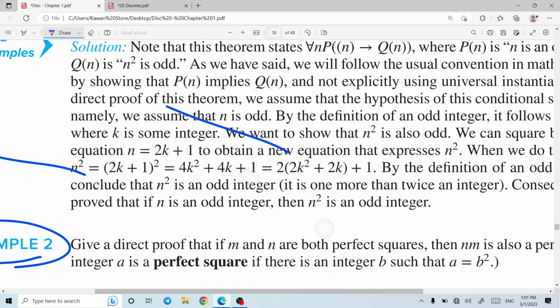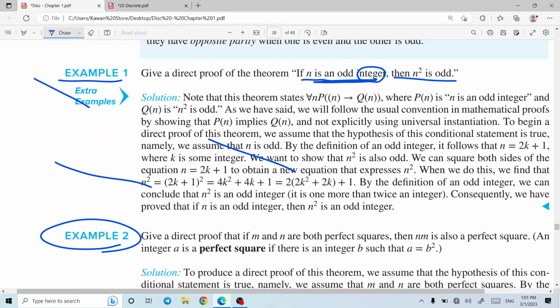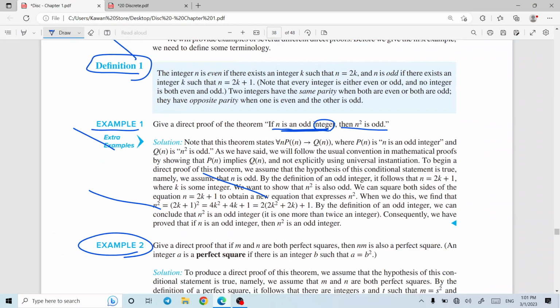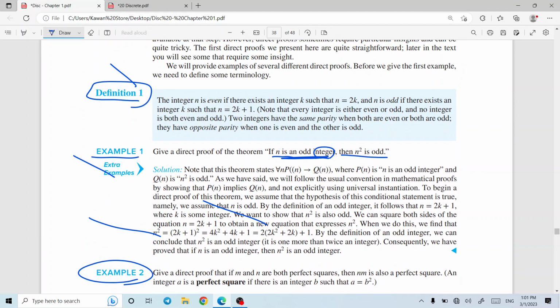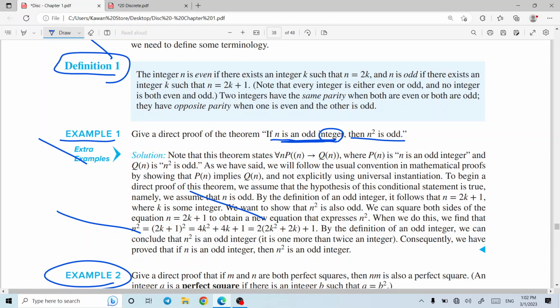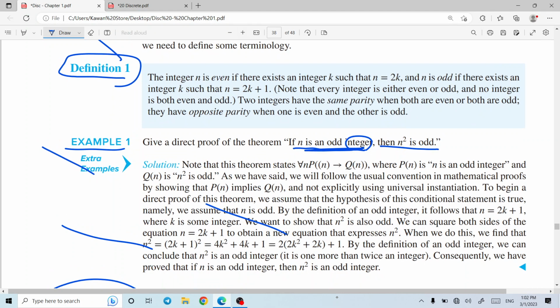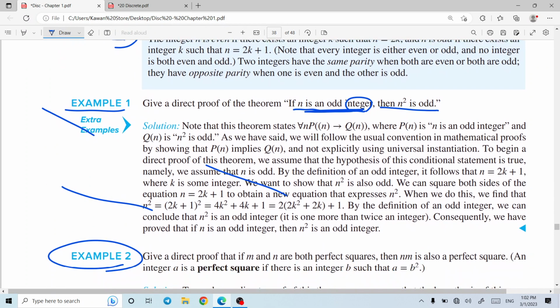Now we have a direct proof of what? Tell me about that one. Analyze this statement, kindly. Can you analyze this statement? Hello?